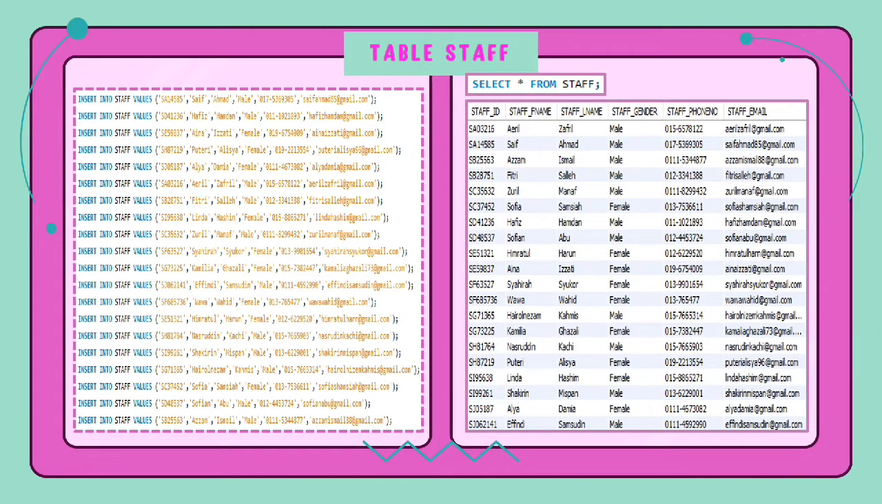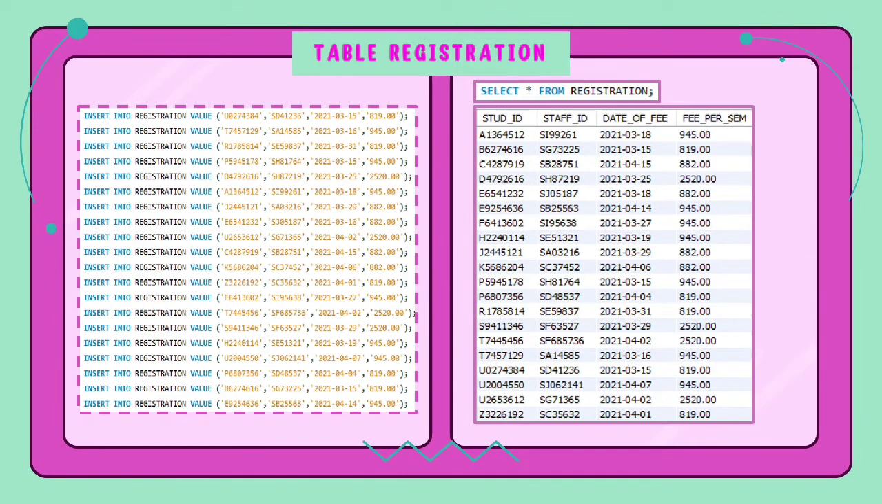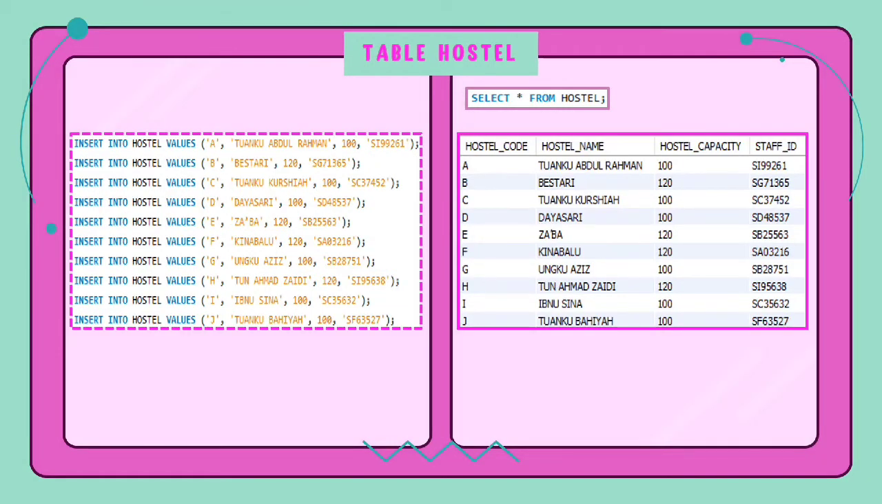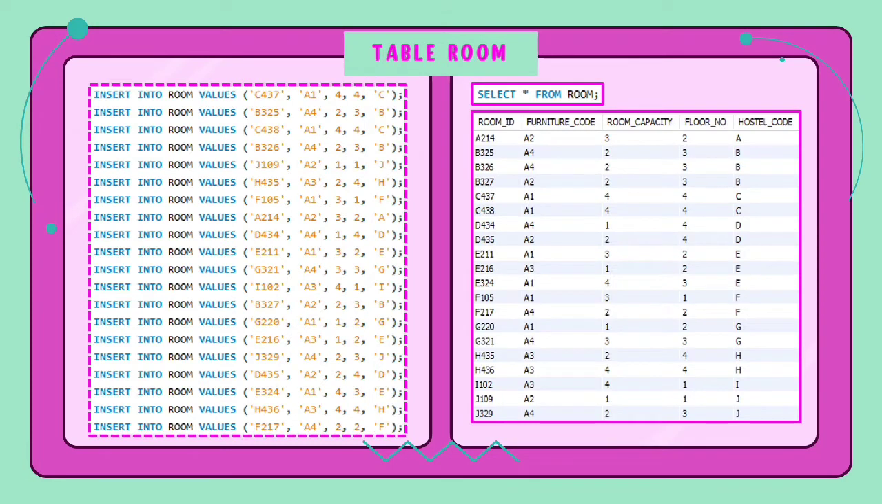Next are the values of staff. We will import all the staff values into the staff table, which are staff ID, staff first name, staff last name, staff gender, staff phone number, and staff email. Next is the registration table. We will import all the registration values, which are student ID, staff ID, date of week, and fee per sem. Next are the values of hostel, which are hostel code, hostel name, hostel capacity, and staff ID. And the last one is the room values, which are room ID, furniture code, room capacity, floor number, and hostel code.